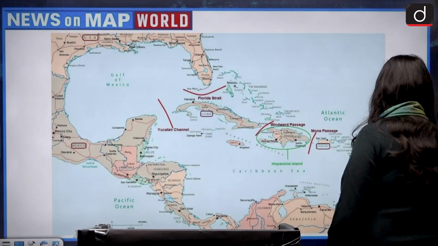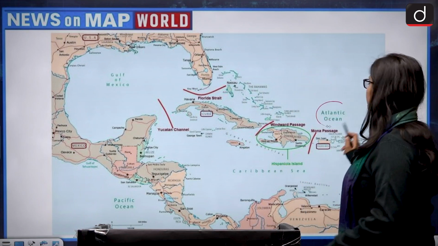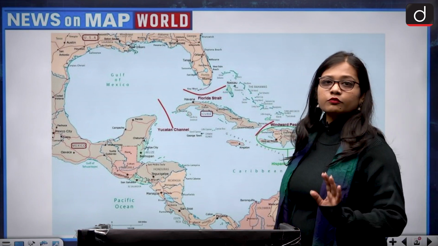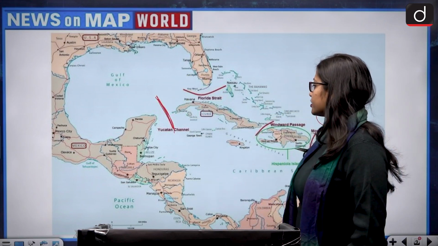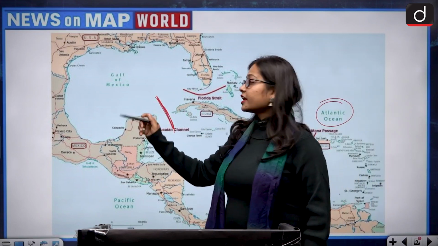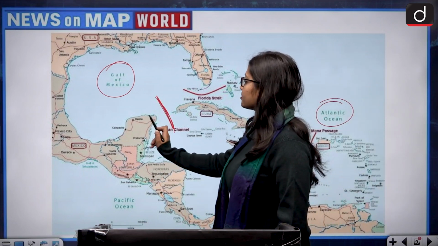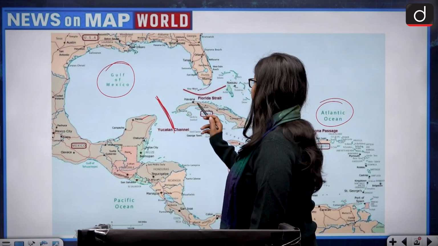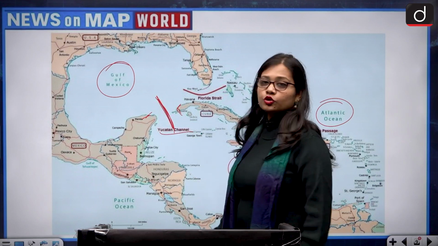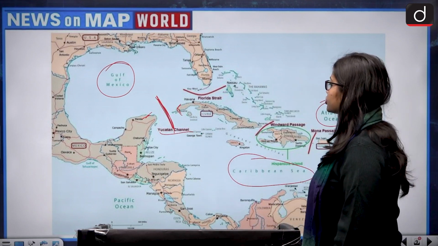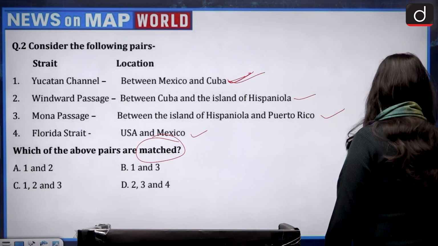Now, let us look at the map. All these channels or straits are situated in the Atlantic Ocean. Let us look at it one by one. First of all, the Yucatan Channel. It is the connecting link of Gulf of Mexico and the Caribbean Sea, and it is between Mexico on its west side and Cuba on its eastern side. So, Yucatan Channel between Mexico and Cuba becomes correct.